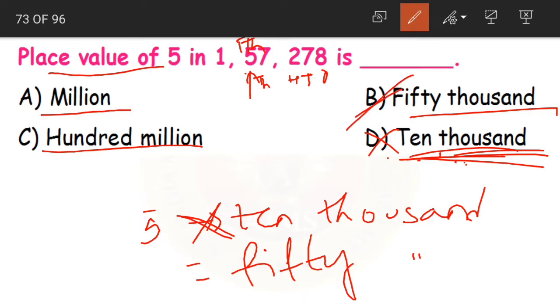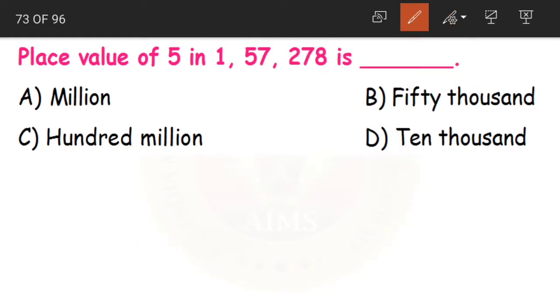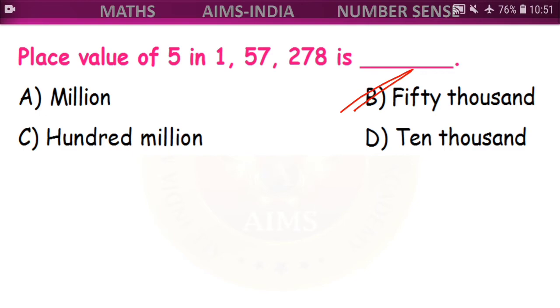Or else, now when you are reading, how are you reading this? 1,57,000. What are we reading it as? 57,000. So this is our 50,000. The place value becomes 50,000. Okay. In short, option B is our correct answer.